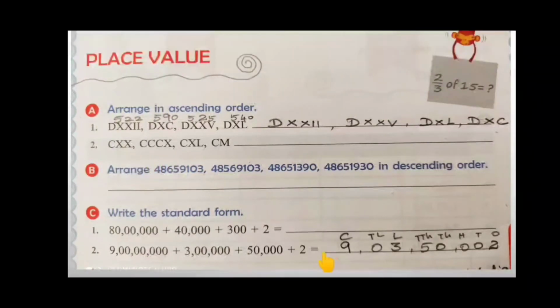First, let's find out this. What is this? Ones, tens, hundreds, thousands, ten thousands, lakh, ten lakh, crore, 9 crore. Then here ones, tens, hundreds, thousands, ten thousands, lakh, 3 lakh. Ones, tens, hundreds, thousands, ten thousands, 50,000 plus 2. So 9 crore plus 3 lakh plus 50,000 plus 2. You have to write the numbers now: 9 crore, 3 lakh, 50,000 and 2.